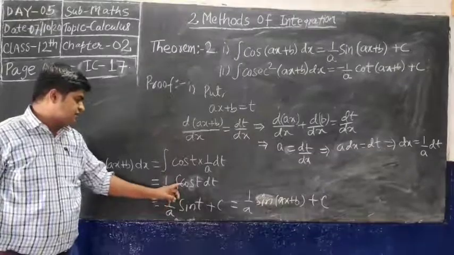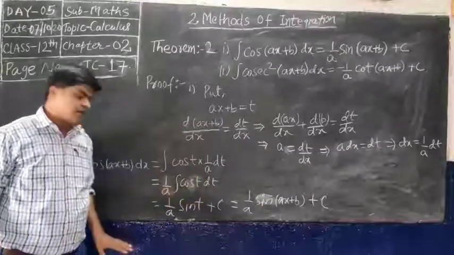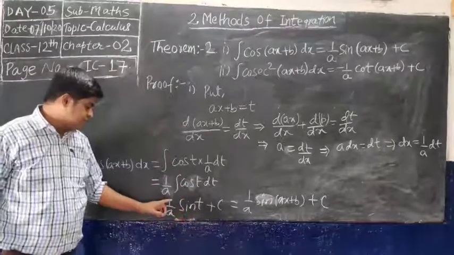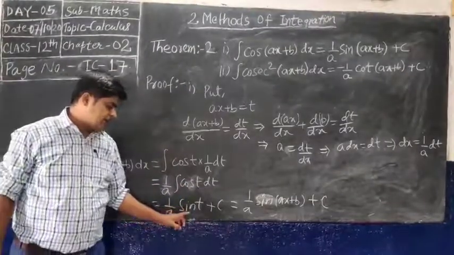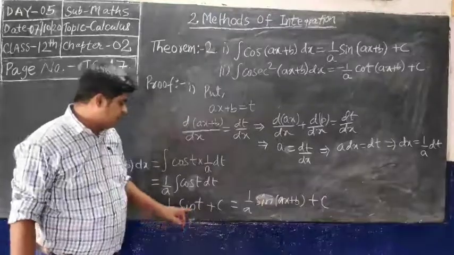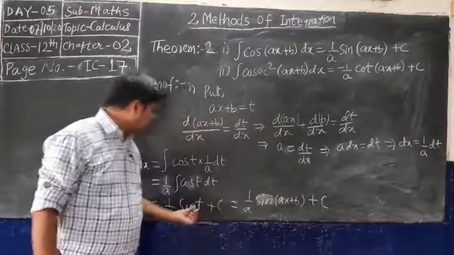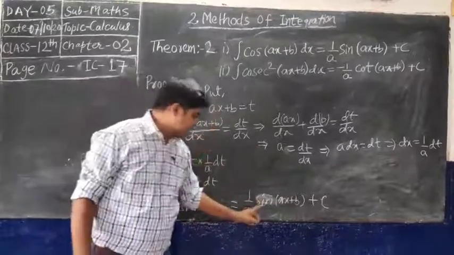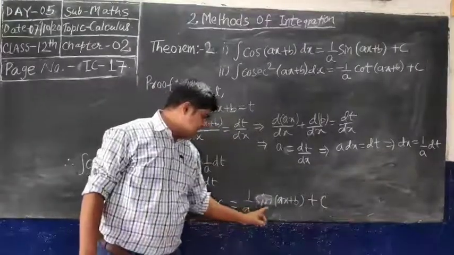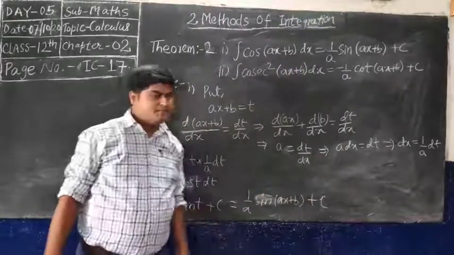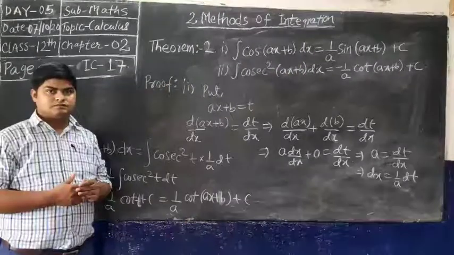Now this is the integration of cos t dt, and you know that the integration of cos t is equal to sin t. So this becomes 1 by a sin t plus c. Finally you will put the value of t, 1 by a sin t, and t is equal to ax plus b. Finally the answer is 1 by a sin(ax plus b) plus c. This is the proof. Okay. Now let us see theorem 2.